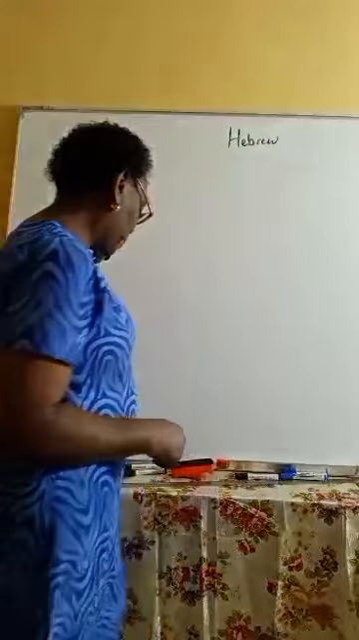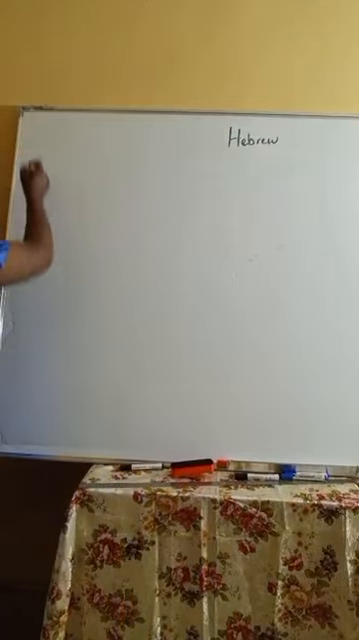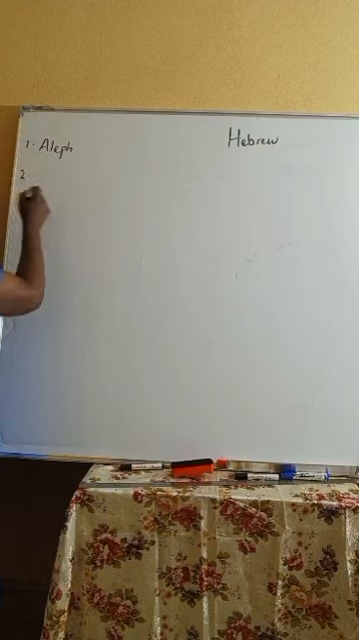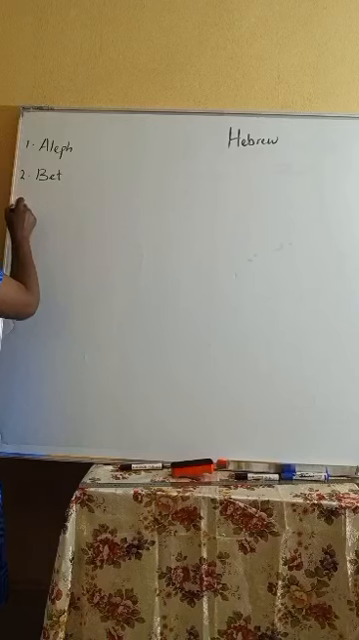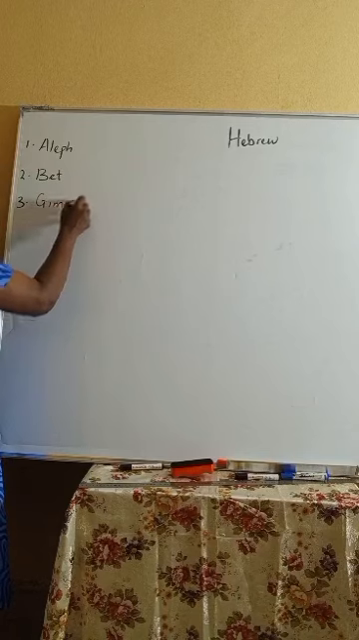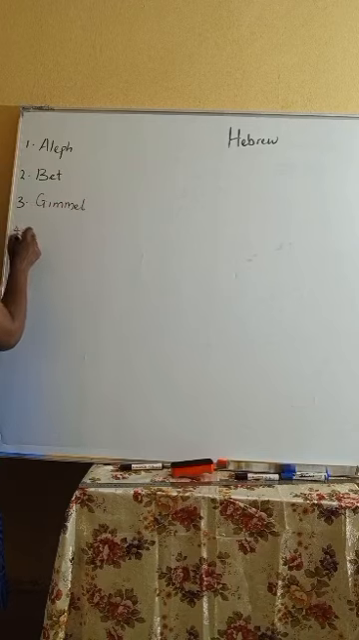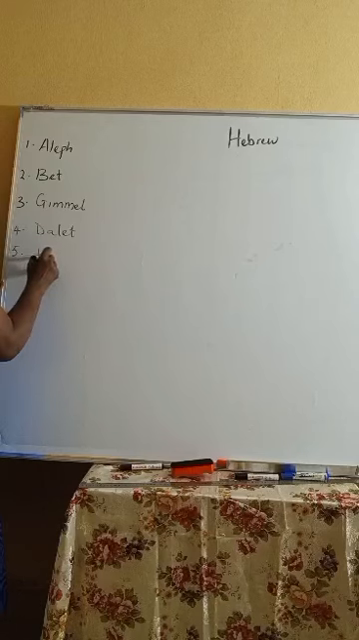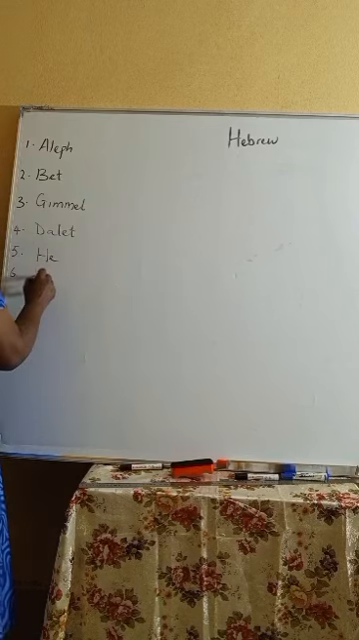Please come along. The first letter is Aleph. The second letter is Bet. The third one is Gimel. The fourth one is Dalet. The fifth one is He. He is followed by Wow.